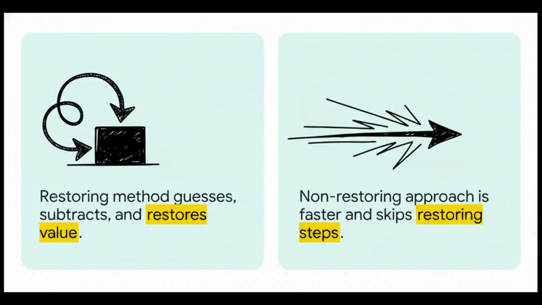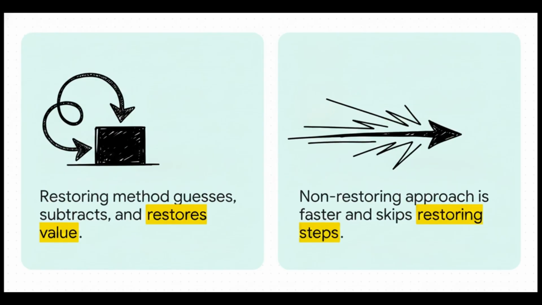And what about division? Well, division is notoriously hard for a computer. To tackle this, engineers rely on 2 major algorithms. First, we have the restoring division algorithm, where the system basically takes a guess, subtracts, and if it went too far, like if the result goes negative, it simply restores the original value and tries again.